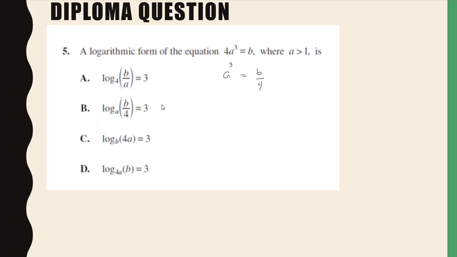And right away, you can probably already see what our answer is going to be here. So when I go to turn this into a log, I have log base a of b over 4, and it's going to be equal to 3. So yep, right away, that matches exactly what we have.